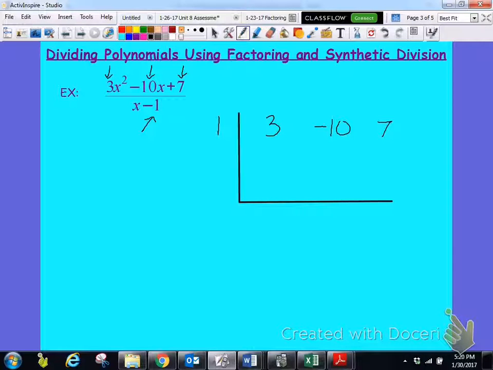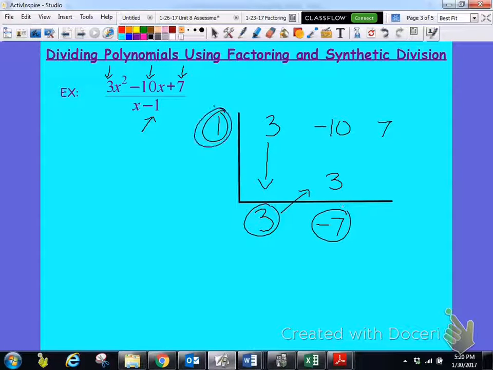Now we get into the actual using of this. So I pull the 3 straight down, and it gives me a 3 out front. I then multiply 1 times 3 to give me 3, and I put that number right here. Negative 10 plus 3 leaves me a negative 7. And then again, I multiply negative 7 times 1, which gives me a negative 7, and I put that right here. And 7 minus 7 is 0. That's going to be my remainder on this specific problem.